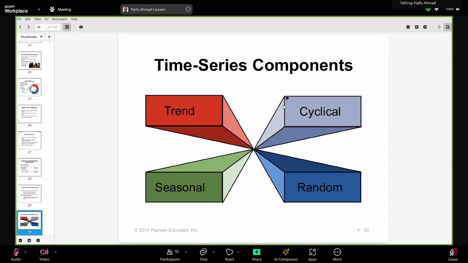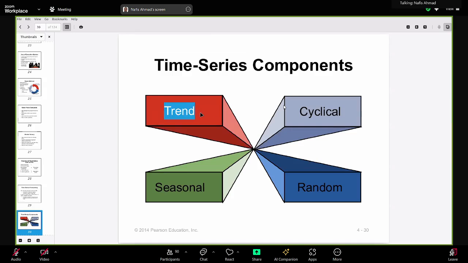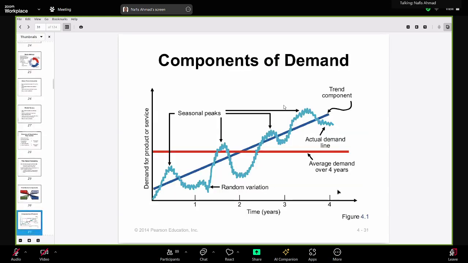So there are different components in case of time series, which we have to understand. The first one is trend. Sometimes we'll find a trend, but there is also some seasonal variation. Okay. There is some cyclical variation, and there is some random variation in demand. Okay, it can be explained by this chart.